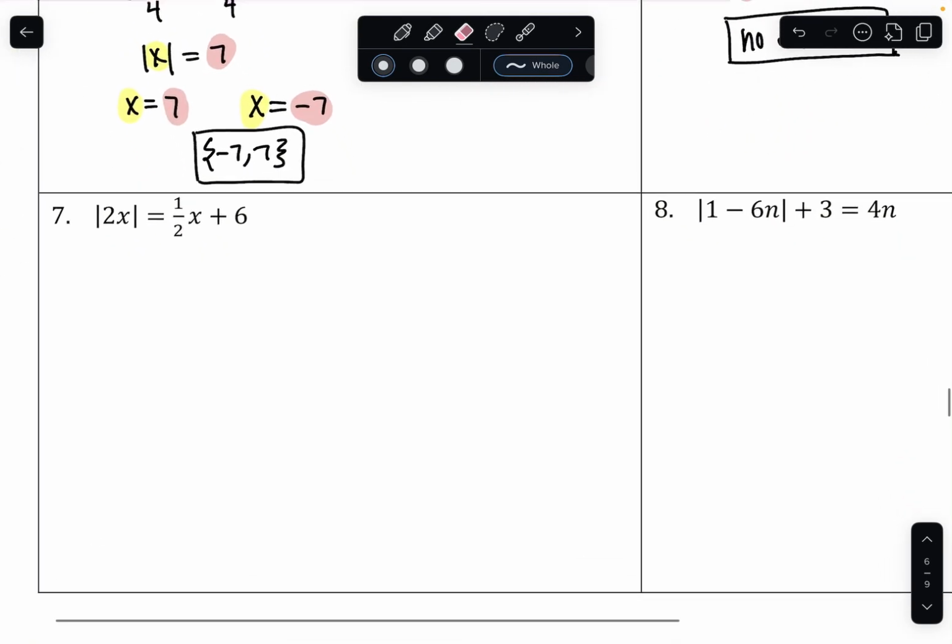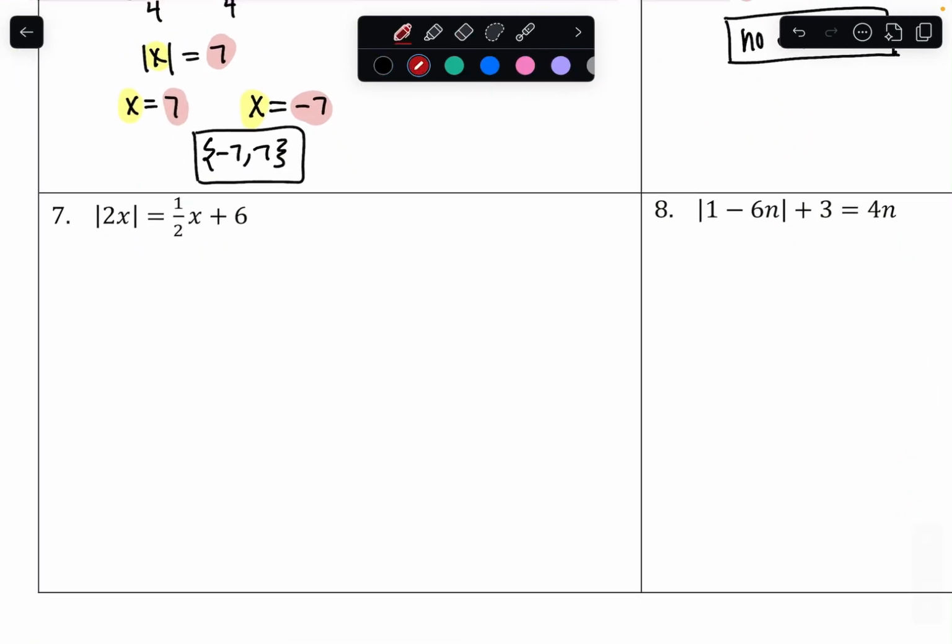For number 7 and 8, these are where we have to check for extraneous solutions because we have a variable on both sides. So check for extraneous solutions.